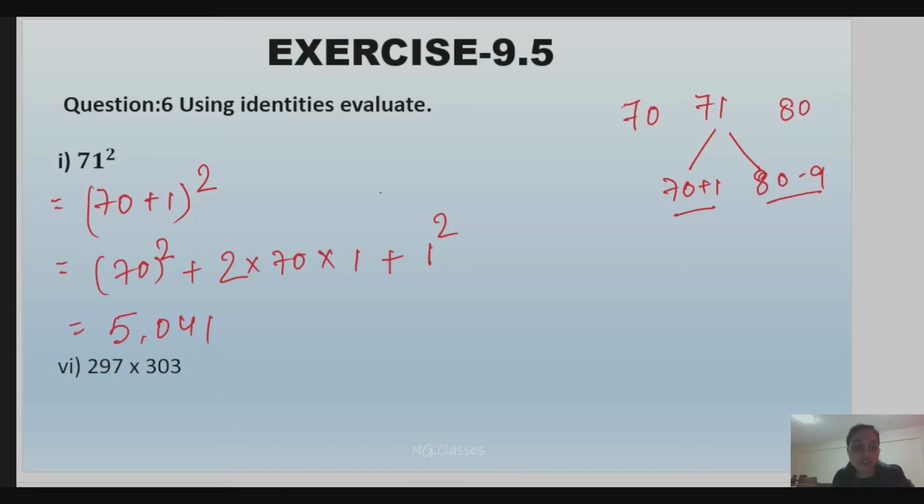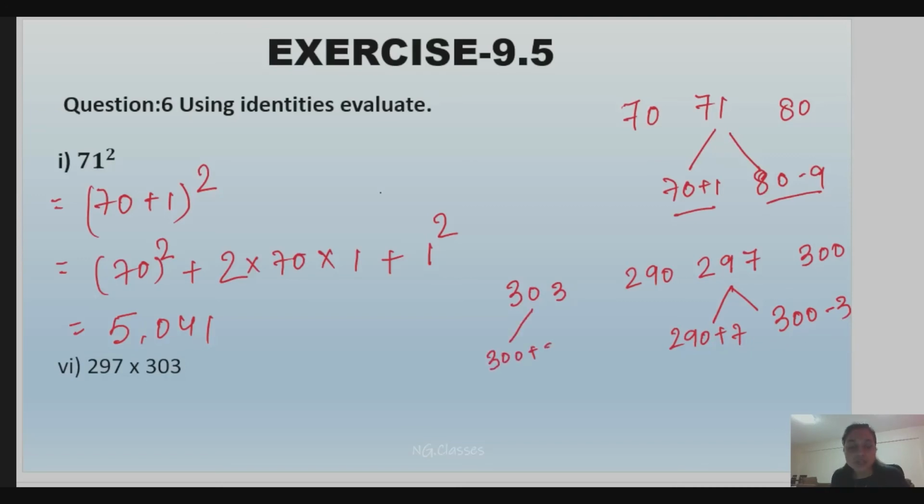Here we are having the first number as 297 and the second number as 303. Don't do the multiplication directly. Here we have to use the formula. So 297, like the previous one, the nearest zero will be 290 or 300. So 297 can be written as 290 plus 7 or 300 minus 3, right? Now we will take the next number, that is 303, and do the same thing. So 303 can be written as 300 plus 3 or 310 minus 7.